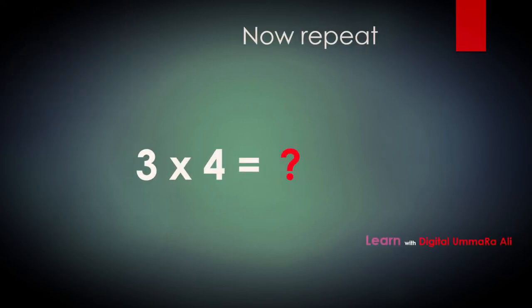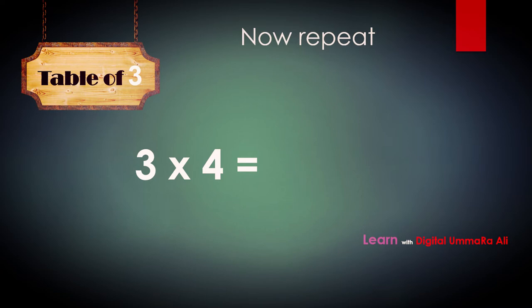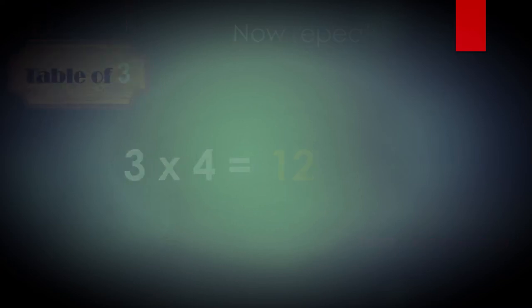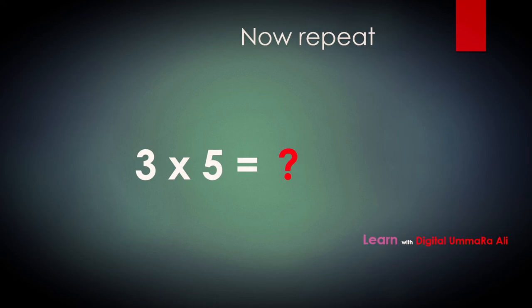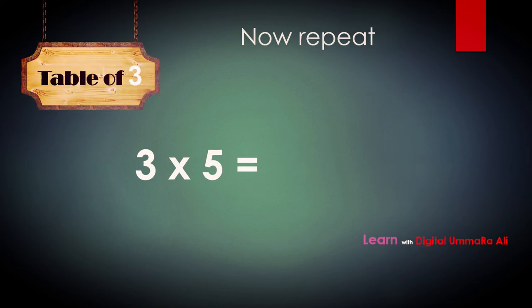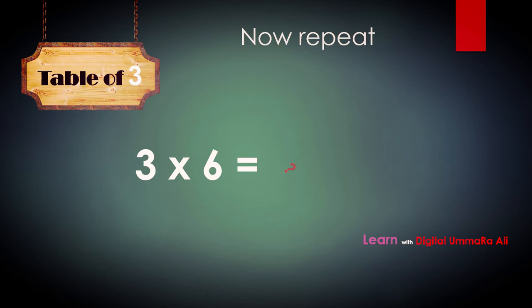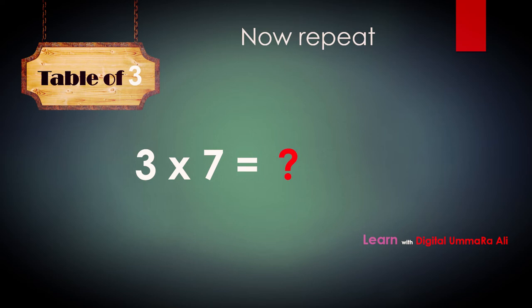3 fours are 12. 3 fives are, yes, tell me, 3 fives are 15. Well done. 3 sixes are 18. 3 sevens are 21.